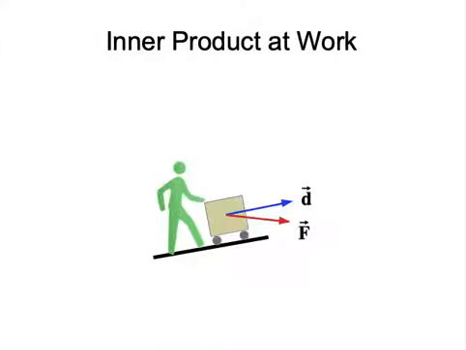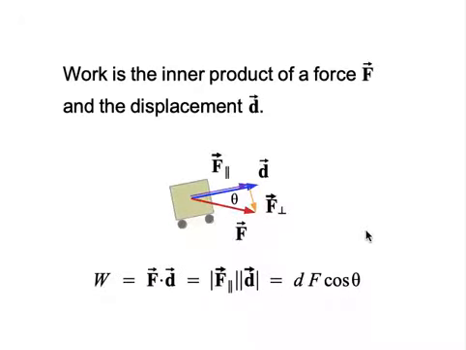Let's look at an example using the inner product. Here we have a mover pushing a crate up a ramp. The crate is moving in the direction d. Now the crate's kind of short, so our mover has to push down a little bit in this direction, f. Work is the inner product of a force and displacement. So the work, w, is f dot d. In this case, we'll use the parallel component of f with d and get d f cosine theta.